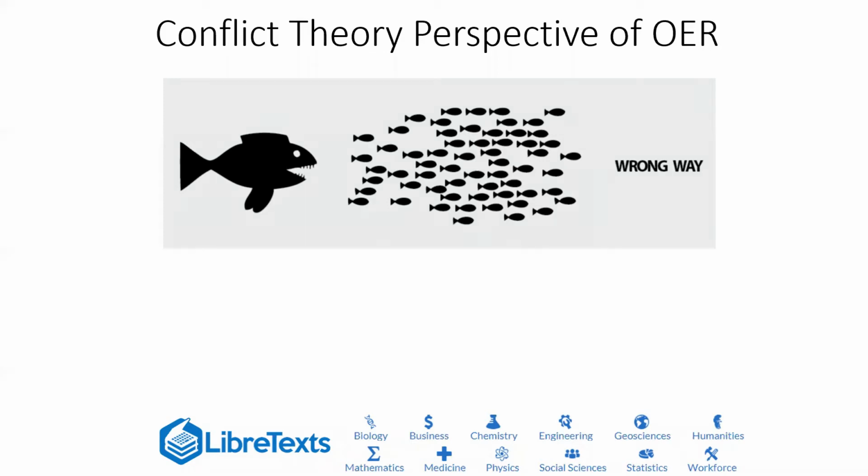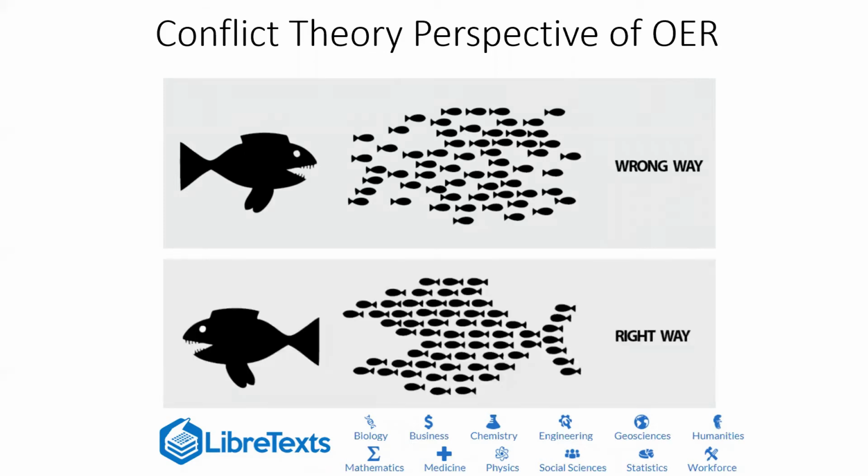And in order to do that, you have to somehow get all the content collectively together in order to be able to compete. Unfortunately, this is the wrong way to go about doing it. A right way is to have all the fish, all the OER programs, working in lockstep, a standard to work off, in order to generate a viable alternative to publishers.